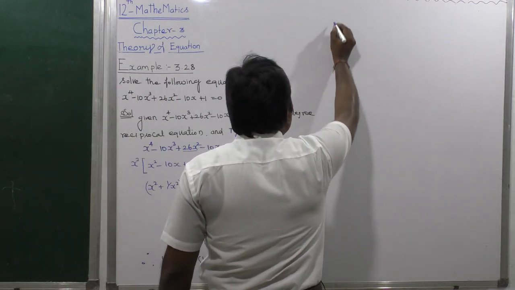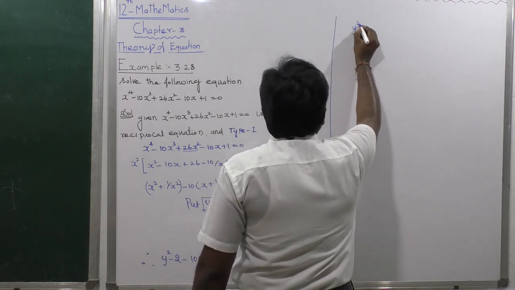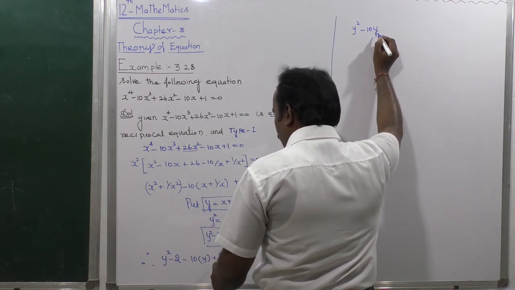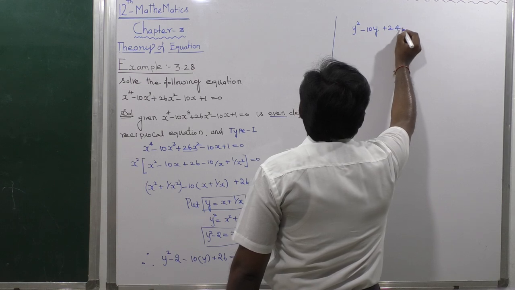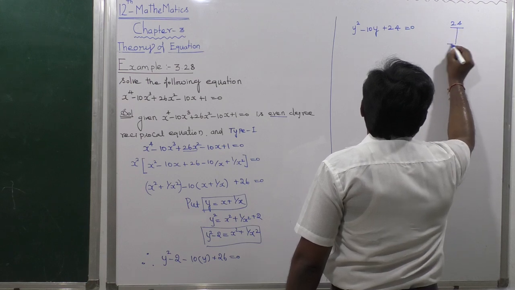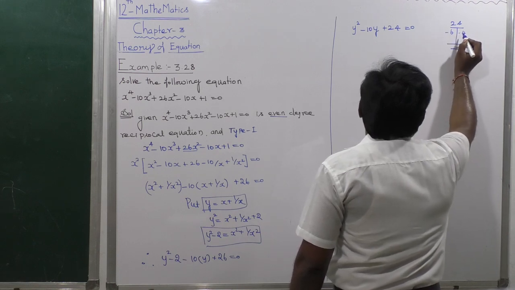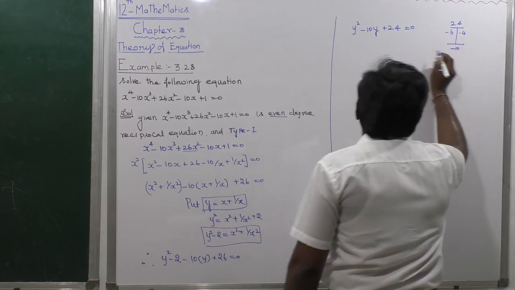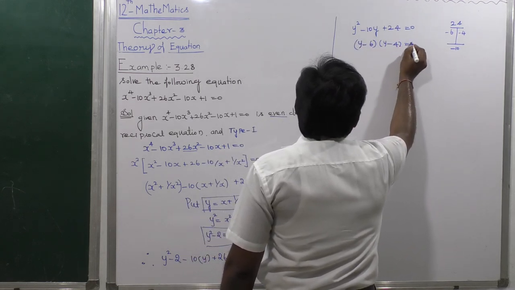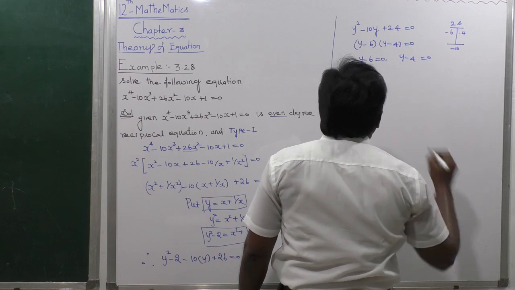Therefore y² − 2 − 10y + 26 = 0, that is y² − 10y + 24 = 0. This is the quadratic equation. The factors of 24 that add up to −10 are 6 and 4, so (y − 6)(y − 4) = 0. Hence y − 6 = 0 and y − 4 = 0.